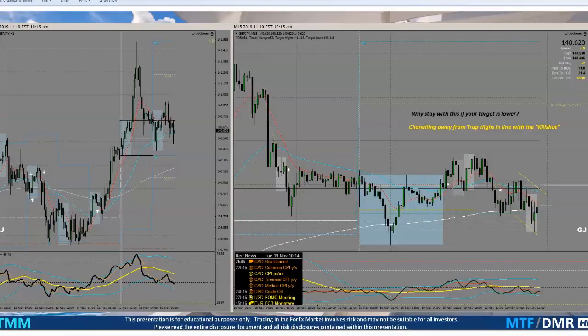So it's getting up there. It's like 30, 40% now, which I'm really happy about. All right, so channeling away from trap highs in line with the kill shot, right? This is your kill shot. Now remember, it's a big picture thing.